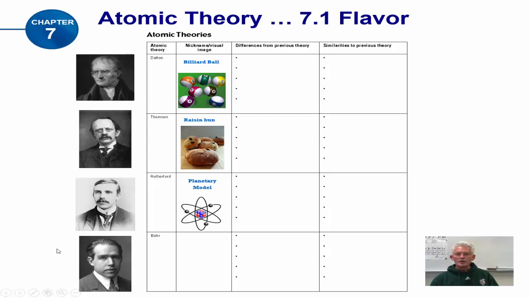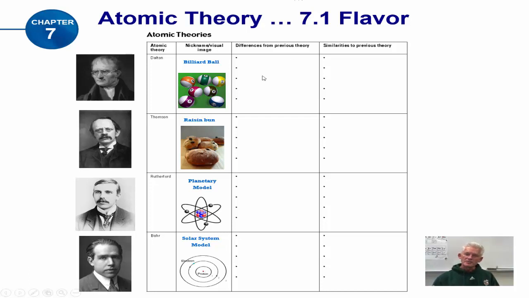The final model that you will worry about, and of course you should realize in this modern age that we've moved beyond even Bohr's model, but for our purposes we're going to stop with Niels Bohr. Bohr came up with a model called the solar system model, with electrons orbiting a nucleus, the nucleus containing the proton, and then these negatively charged electrons at more or less fixed levels outside that nucleus.